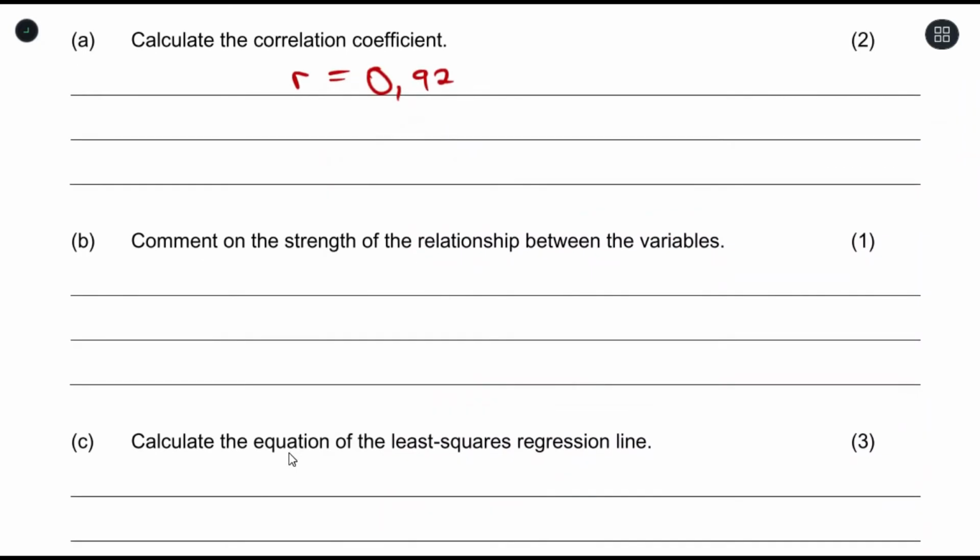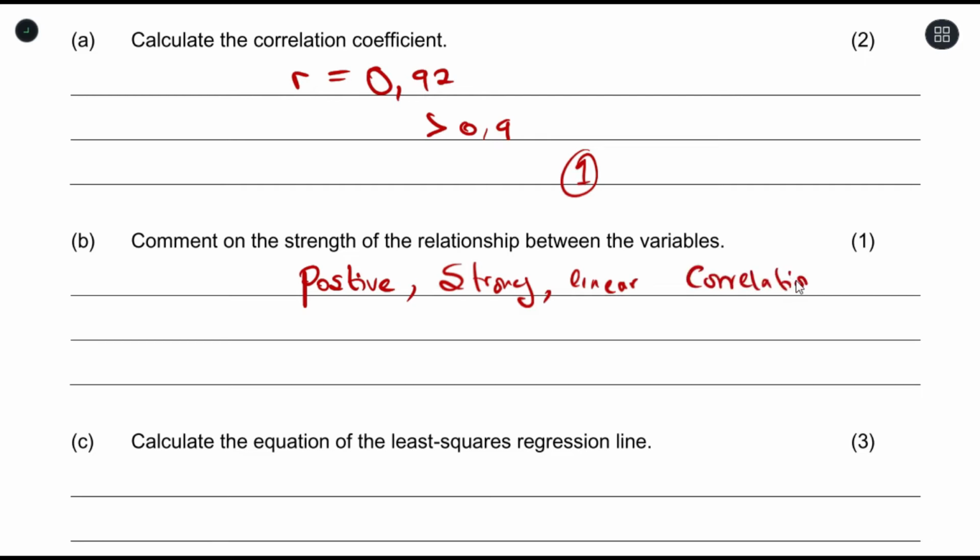Okay. Now they ask to comment on the strength of the relationship between the variables. Because your correlation coefficient is positive, the first comment would be that it is positive. Also, because it is greater than 0.9, we can say that it's strong. And because it's very close to 1, we could also say it is linear correlation. Okay, so this is the strength of the relationship between the variables. It is positive, it is strong, it is a linear correlation.